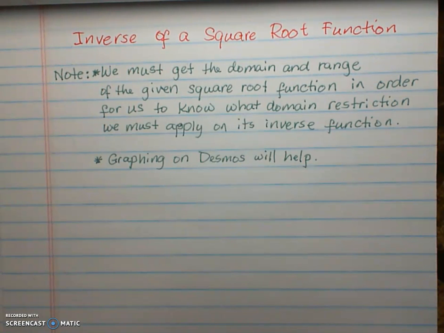But with the help of the domain and range of the square root function, we will be able to know the restriction that we need to apply on it in order for it to become an inverse to this square root function. I know that's a lot to take right now, but you would know later what I mean when we start graphing. The next thing is that again, graphing on Desmos will help. So let's begin with an example.